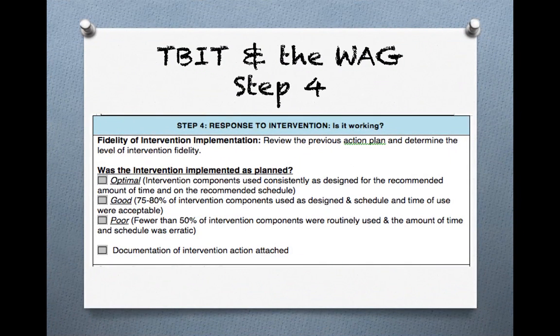Step 4 of TBIT is the response to intervention component. This step explores if the intervention is working for the student or group. Specifically, the team will determine if the student's progress is sufficient enough to close the gap. The team will explore the fidelity of the intervention plan and the student's response given the data that was collected.